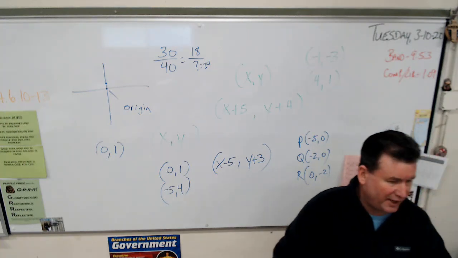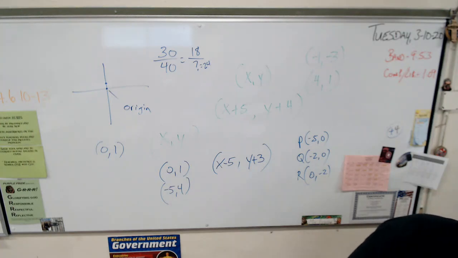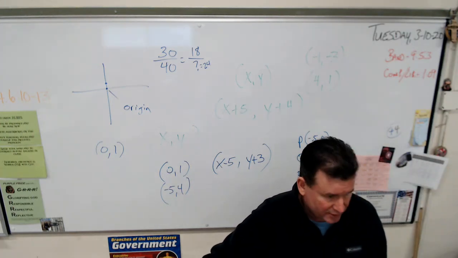Proportional, a fancy way to say equivalent fractions. So we're testing to see if polygons are not congruent, but similar.